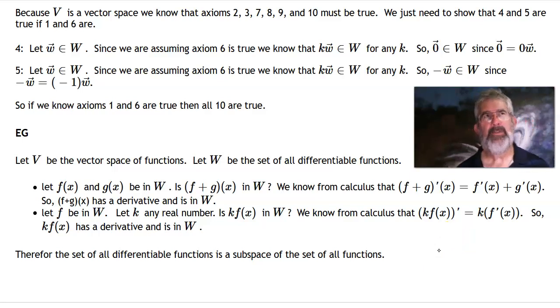Now, I've seen many times in the past students that do a little more work than they need to do. They show 1 and 6, and then they go and show axiom 4 as well. They go, oh, 0's in there. You don't have to show 4 if you've shown 6. 4 is implied by 6 from the point of view of looking at a subspace.